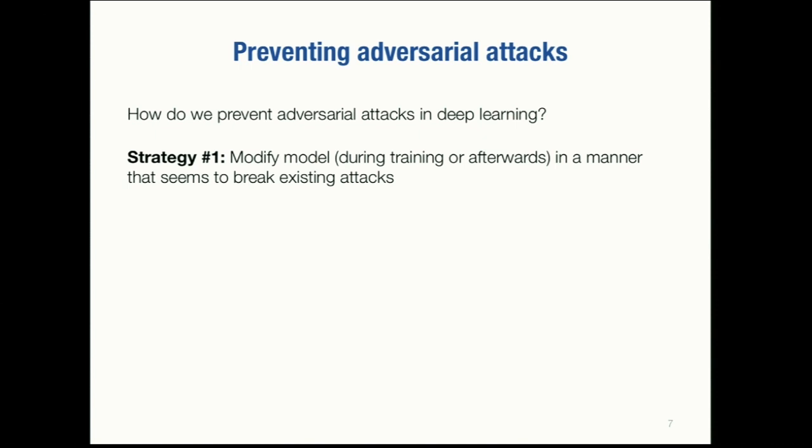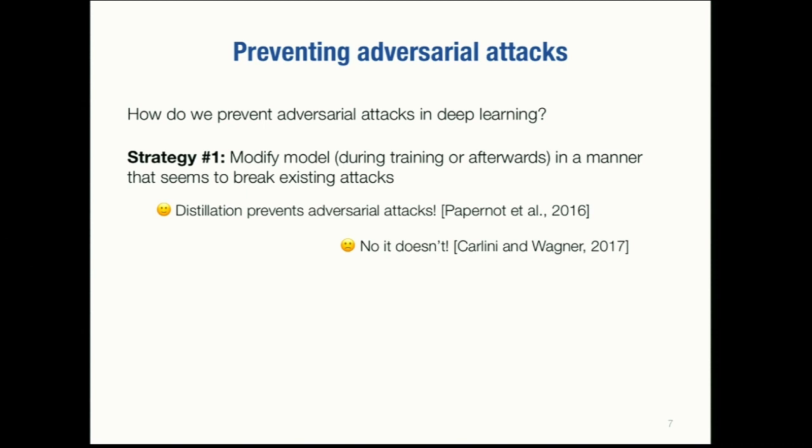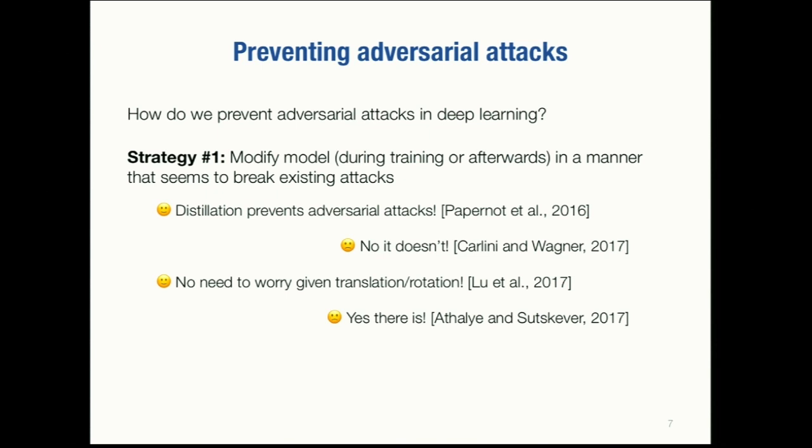The first way this typically works, and I will call this strategy number one, is that we somehow want to modify the model, either during training or after training, in a manner that seems to prevent these existing attacks. We take an existing attack, and we change our model a little bit, and it seems to prevent the attack from happening. This is a perfectly reasonable strategy, and you might try it. The history of this, though, goes something like the following. A paper will be published that says you can prevent these attacks by, say, distillation. Then someone else will come out and say, no, actually, this doesn't prevent these attacks. Someone else will say, you don't need to worry about these things if you are given translation and rotation. And then other people will come out and say, actually, you do have to worry about them.